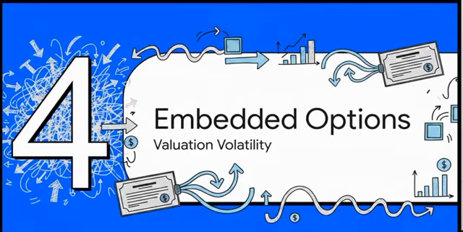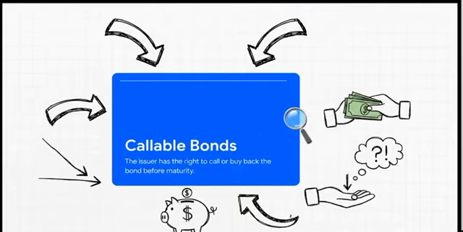Okay, moving to part 4, embedded options. Let's look at the custom upgrades that can dramatically alter a bond's valuation and risk profile. First up is the callable bond. This means the issuer has the right to call or buy back the bond from you before it even matures. Think of this as a refinancing refund policy for the issuer.